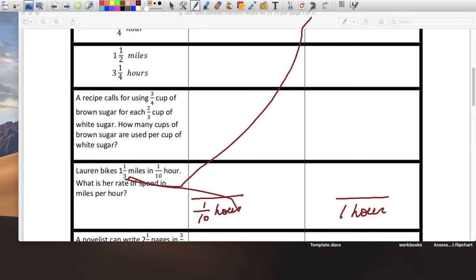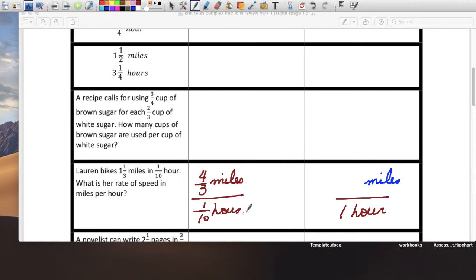And over here, I'm going to change the 1 1/3 miles to an improper fraction. 3 times 1 is 3 plus 1, so this is going to be 4/3 miles. It's just going to be easier for our calculations. So what do we times this by? Well, let me write miles here. I'll multiply this by 10 over 1, if you like, and then obviously 10 over 1 on the top. So we multiply it by the reciprocal.